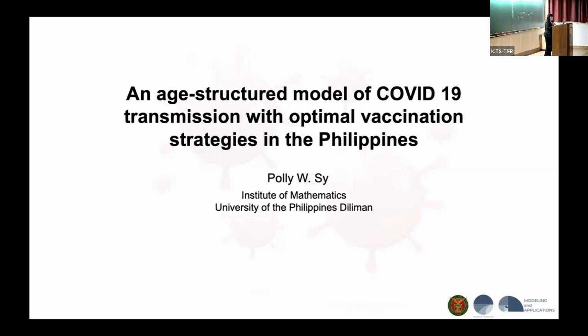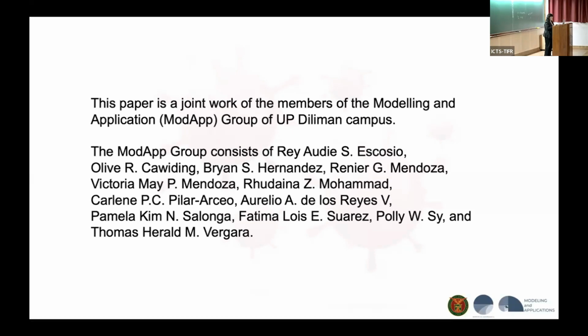Good morning. I will be presenting a study entitled An Age-Structured Model of COVID-19 Transmission with Optimal Vaccination Strategies in the Philippines. This paper is a joint work with members of the Modeling and Application Group of the UP Diliman campus, and the names of our members are listed below.